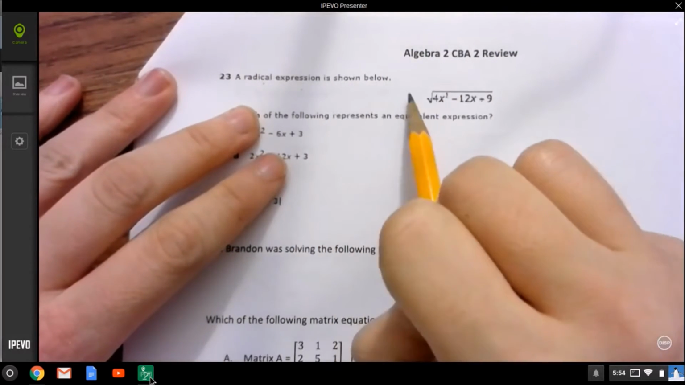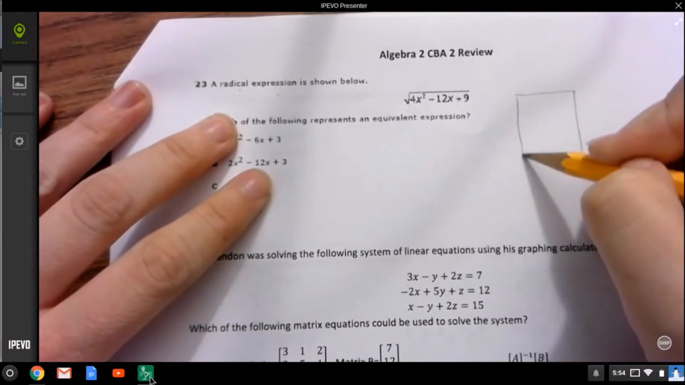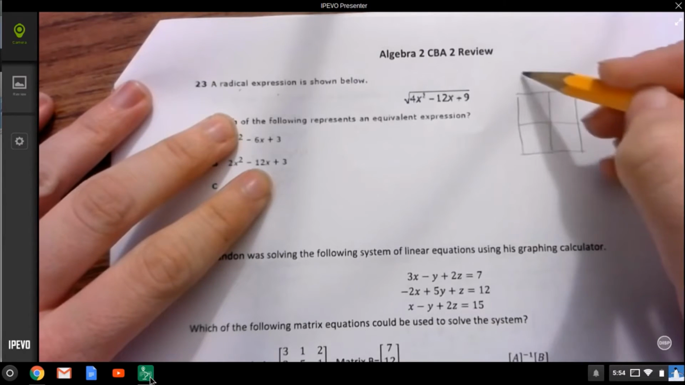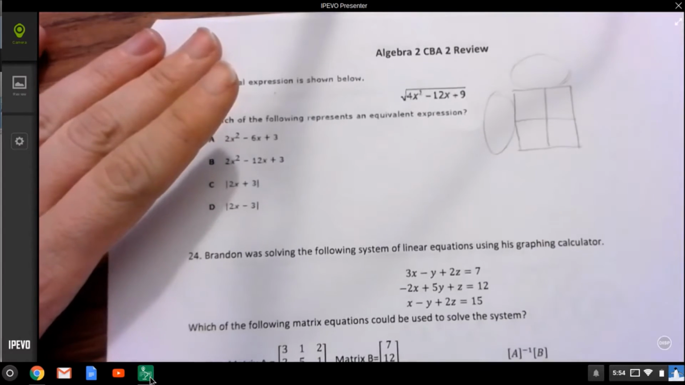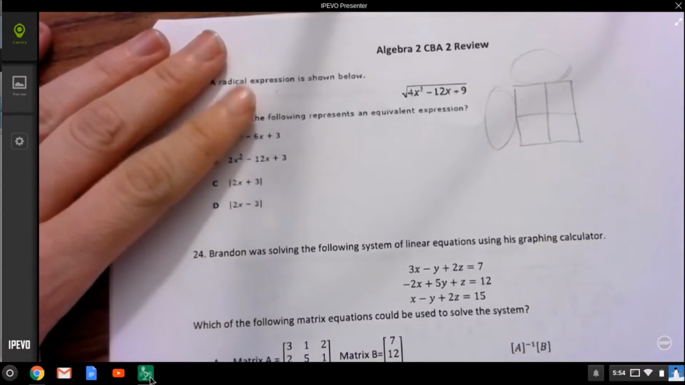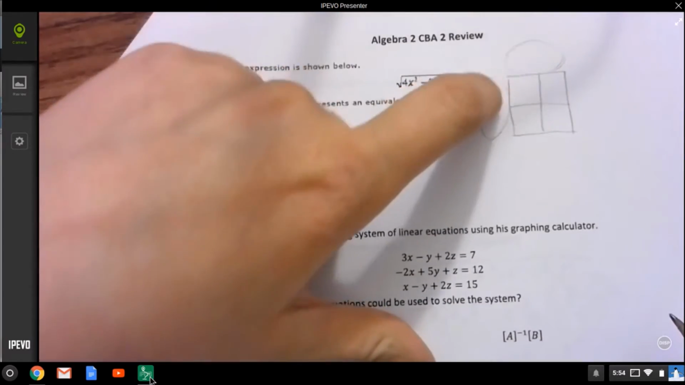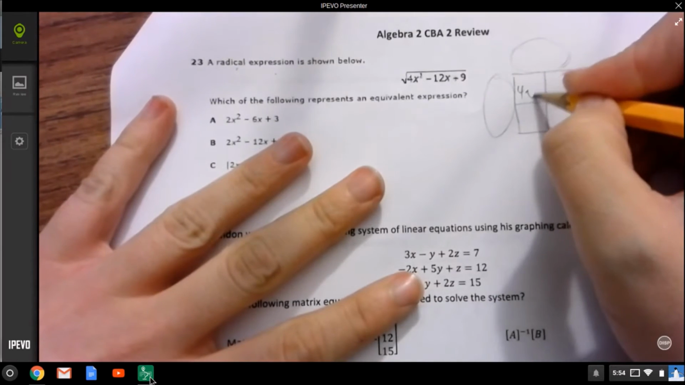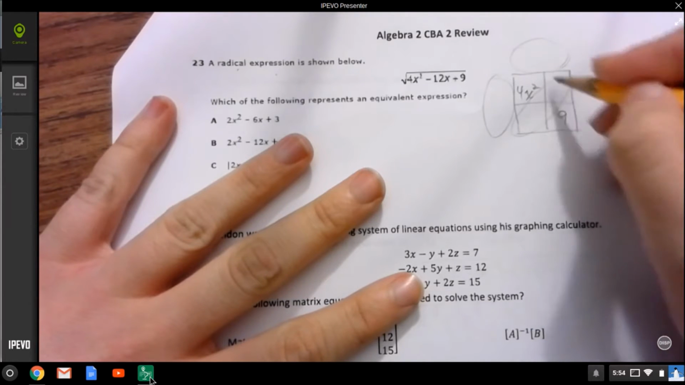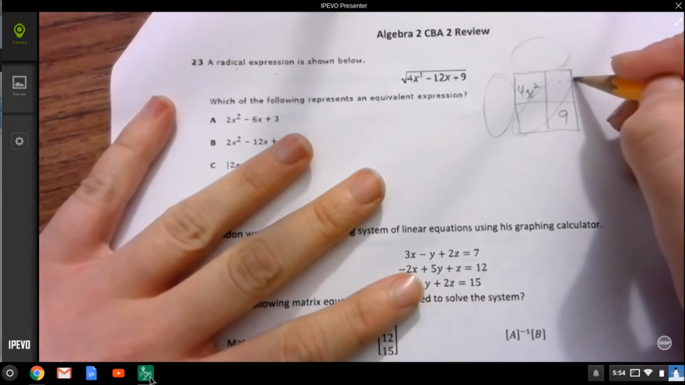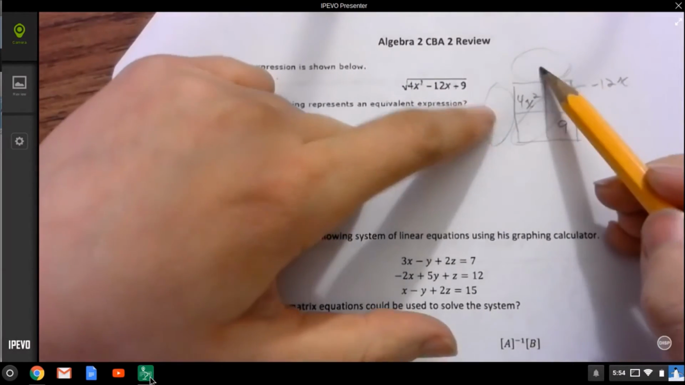So it says a radical expression is shown below. Now this is a square root, so remember that square root means I have some number, or some quantity, in this case a polynomial, times itself. So I'm really looking for the factors of this thing. It's just stated differently, but I'm still looking for the factors, because I got 4x squared plus 9, and then your -12x is right here. When you combine those like terms, that's where you get -12x. So we're looking for the factors really.